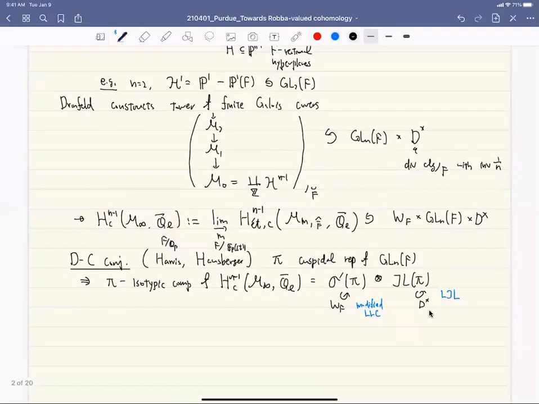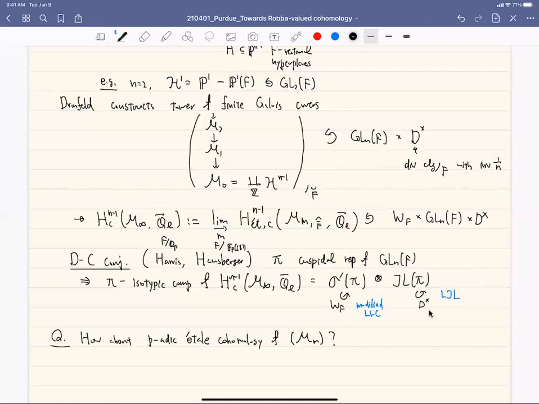Okay, so having said that, you can just ask a naive question. Of course, we have lots of cohomology theories. So you can just change and take a different cohomology theory. So how about p-adic étale cohomology of this tower? So that's a natural question.